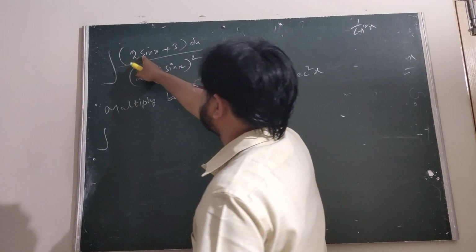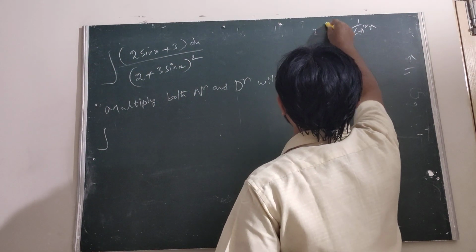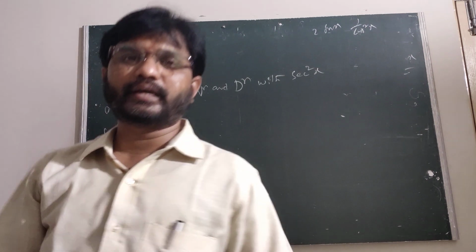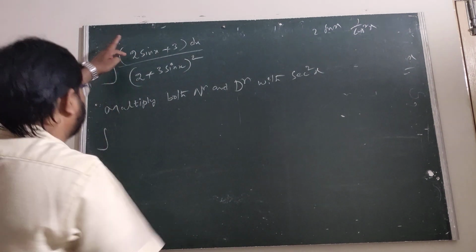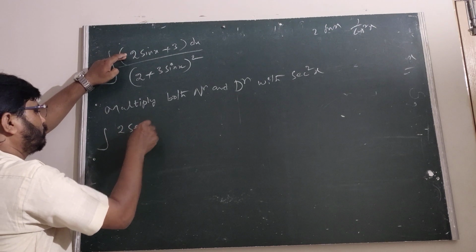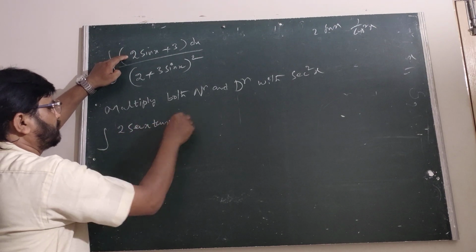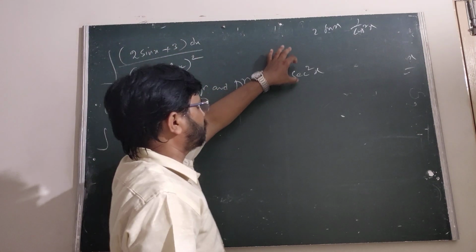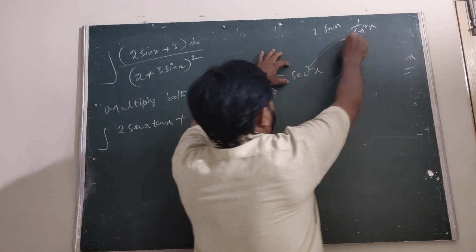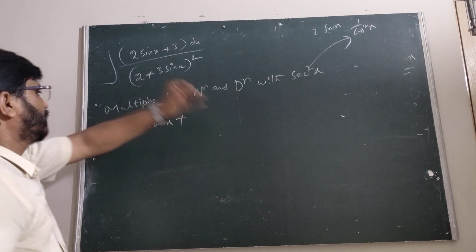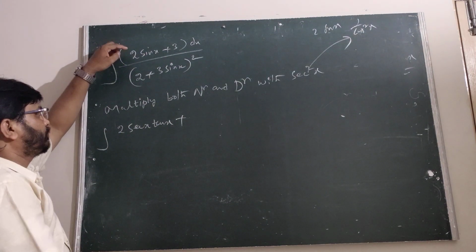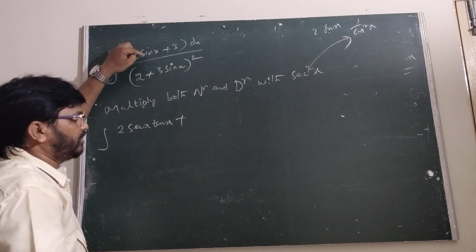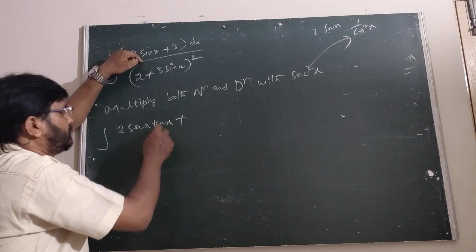Now multiply with this one. 2 into sin x by cos x is tan x, 1 by cos x is secant x. Therefore this is 2 secant x into tan x. Are you clear? Cos square x means secant square x is 1 by cos square x. Multiply with this one, that becomes sin x by cos square x, which is secant x tan x. Sin by cos is tan.